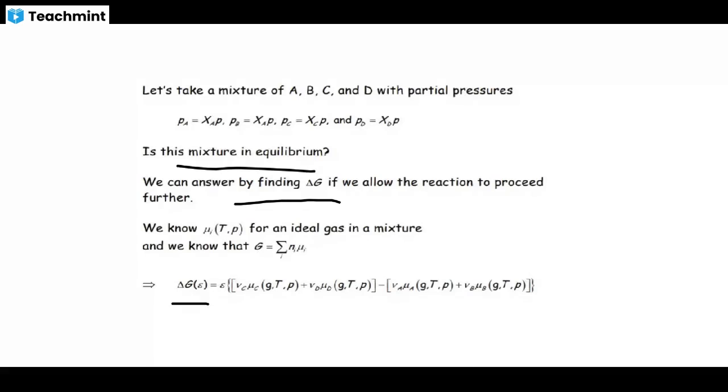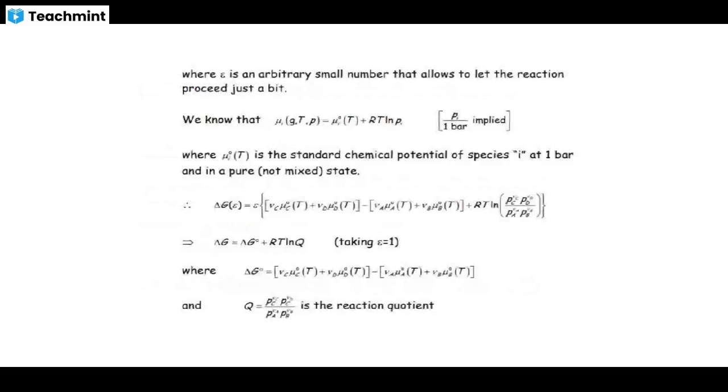G is nothing but the summation of n_i mu_i for an ideal gas in a mixture. So delta G is for product minus reactant, where psi is an arbitrary small number that allows the reaction to proceed just a bit further. We know this formula: mu_i equals mu_i naught plus RT ln P_i.